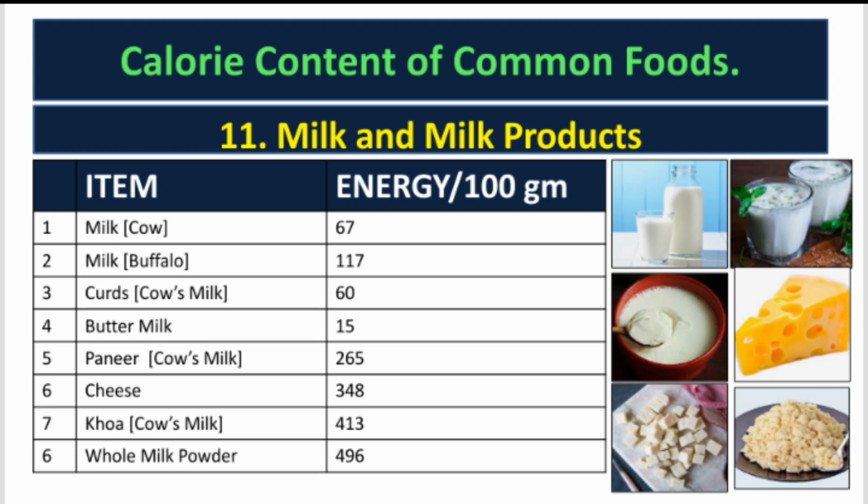Speaking calorie wise, in dairy the original form, that is milk, has the lowest calorie content. As we go on concentrating it, the calorie content increases to an extent of almost 500 calories in the case of whole milk powder.